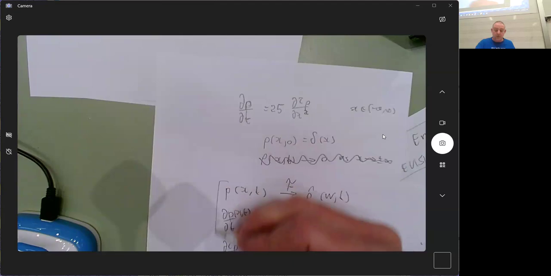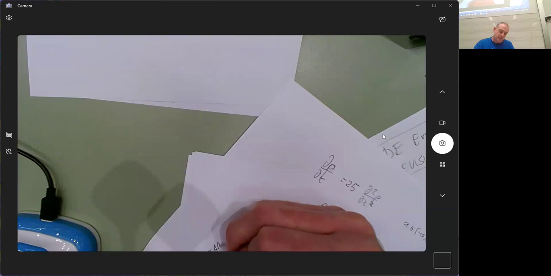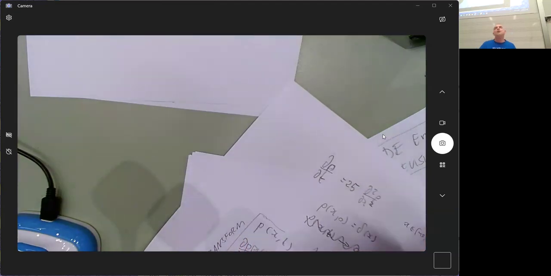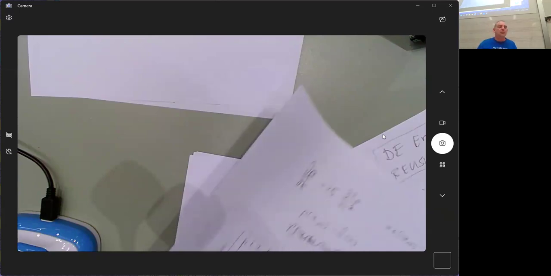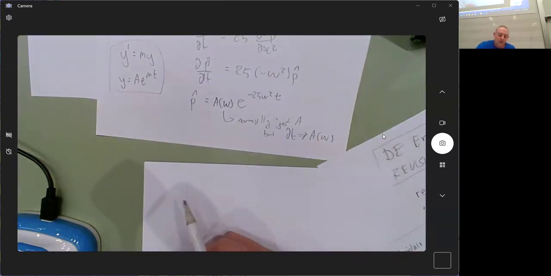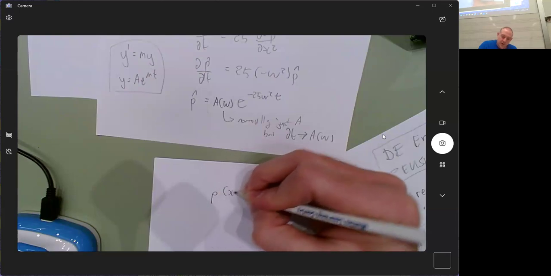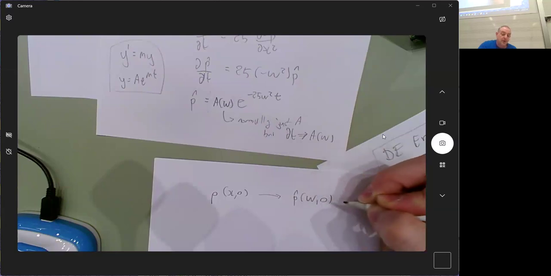So this was me figuring out what the transform did. Ah, because you do that when you do Laplace transforms, don't you? You transform the initial conditions as well, don't you? No? Laplace transforms for PDEs. Yeah, okay. All right, that's fine. So I'm going to transform this: p(x,0) will become p hat(w,0).